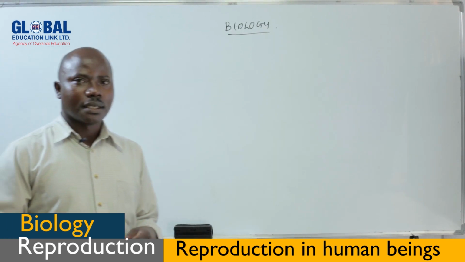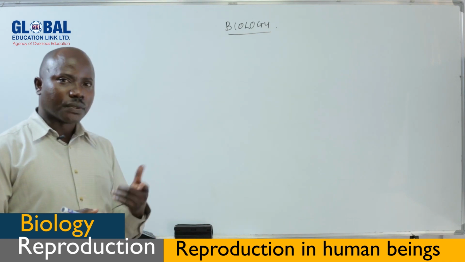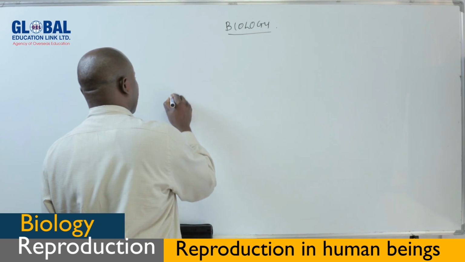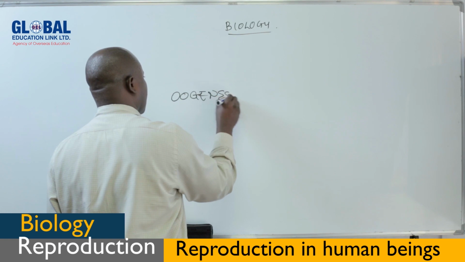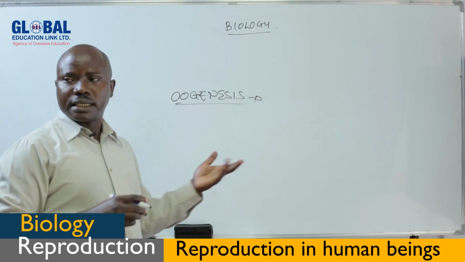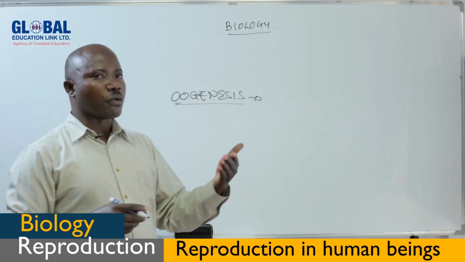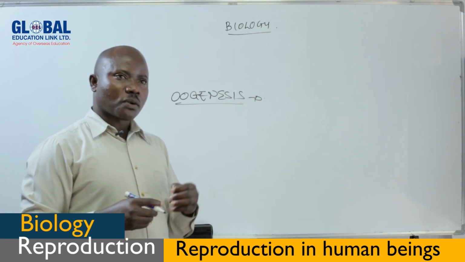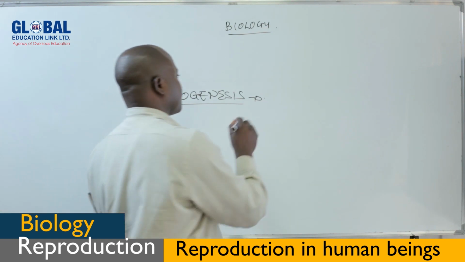Dear students, I have finished with spermatogenesis. Let us now see what we call oogenesis. As we said, this is merely revision, but oogenesis is the formation of female reproductive cells. The formation of female reproductive cells involves three phases.